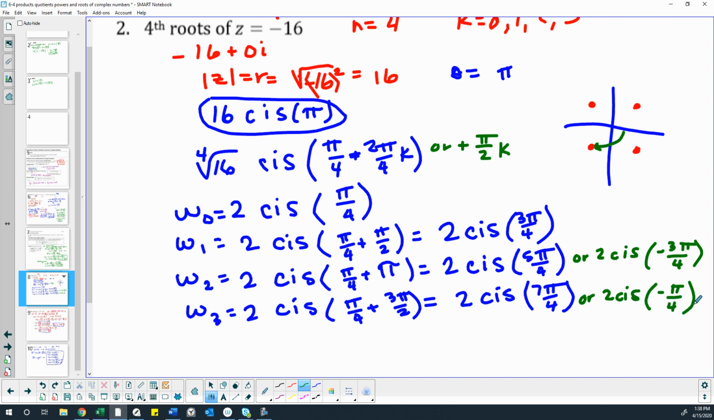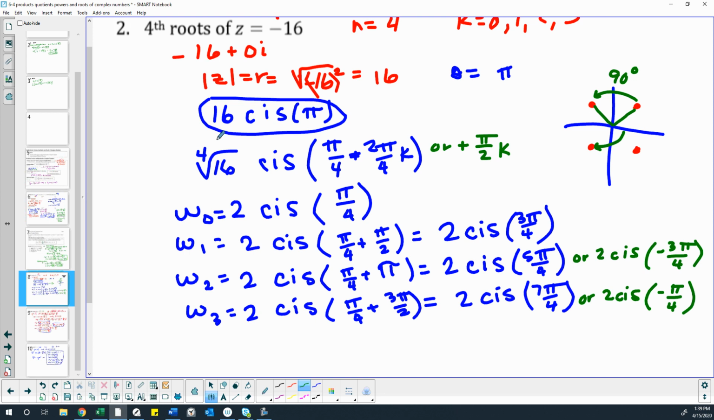So an interesting thing about roots is that they will be equally spaced around the origin if you were to graph them. So these complex roots of negative 16 would be equally spaced at pi fourths, 3 pi fourths, 5 pi fourths, and 7 pi fourths. You know, it's 360 degrees all the way around. So divide by 4, and you've got 90 degrees. So each point is a 90-degree rotation from the previous point. That would be for fourth roots.